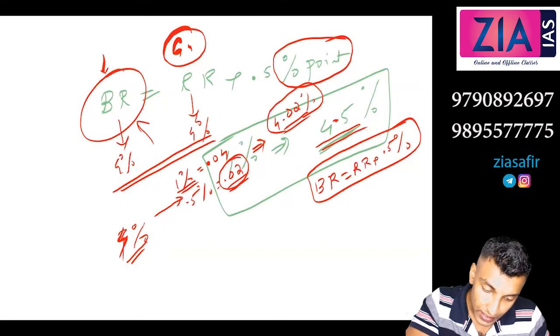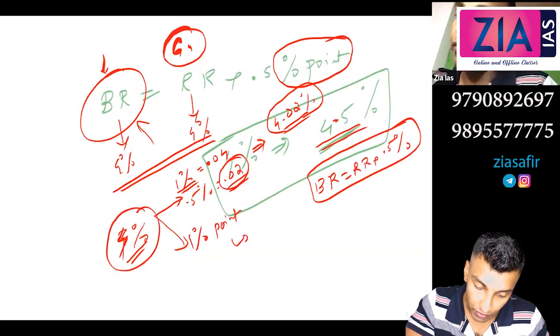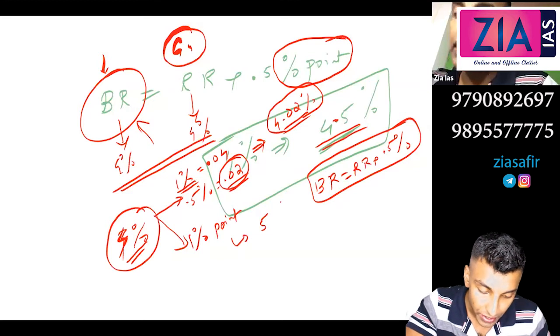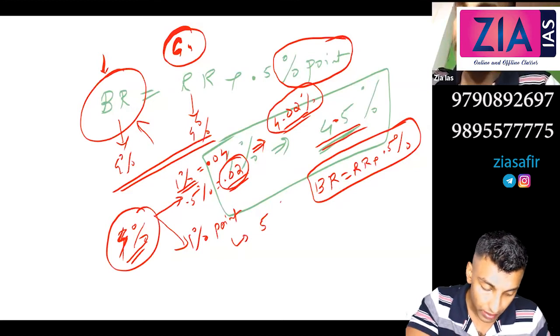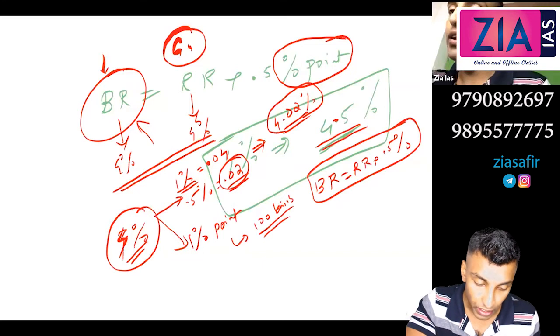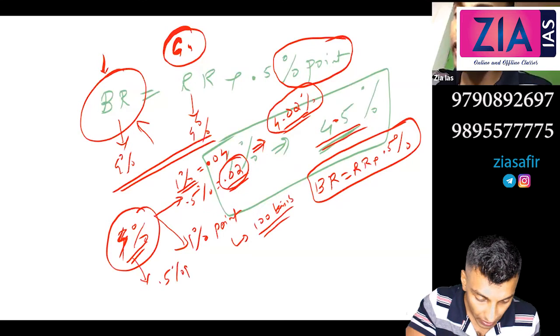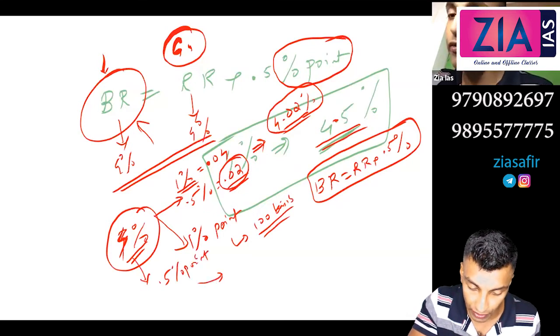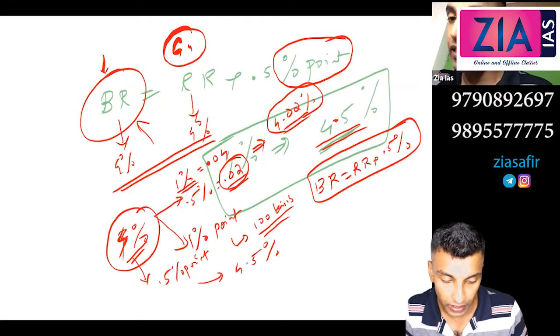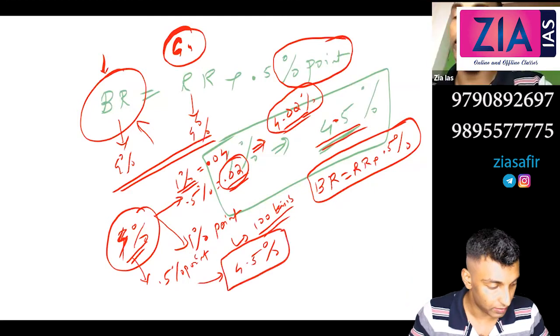But if I am saying percentage point, 1 percentage point means if this is 4, this is going to be 5. Or 1 percentage point means it is 100 basis points. So 1 percentage point means 100 basis points. That is why I can write here, if it is 0.5 percentage point, it is 50 basis points. So I can actually write 4.5%. Have you got this point clear? So I won't say it is percentage, it is percentage point.